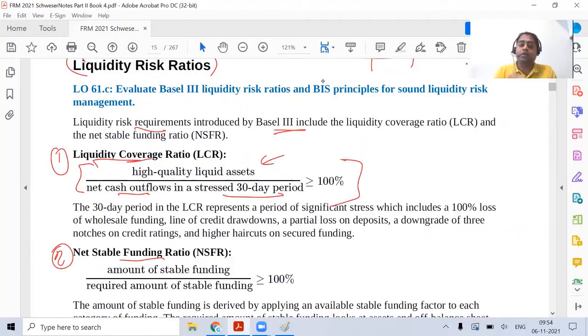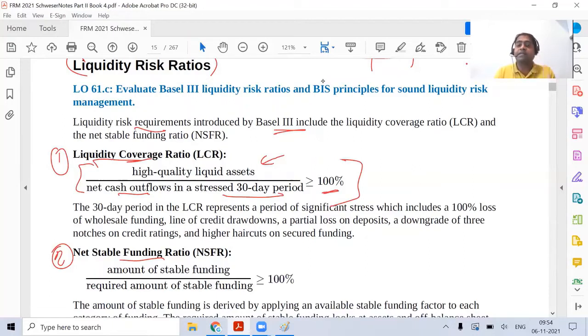Now if the numerator of this entire ratio is bigger, then the entire ratio will be greater than 1. When it is greater than 1, it basically means greater than 100%. That means you have more asset as compared to your cash outflow. More asset as compared to a cash outflow.